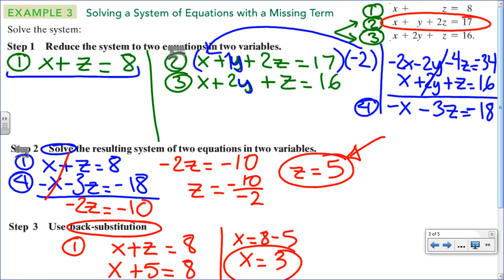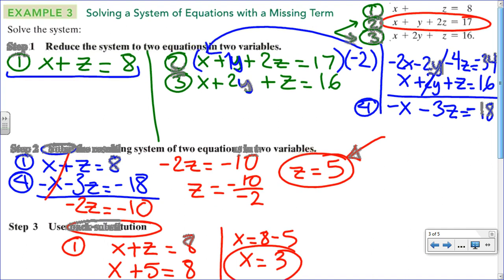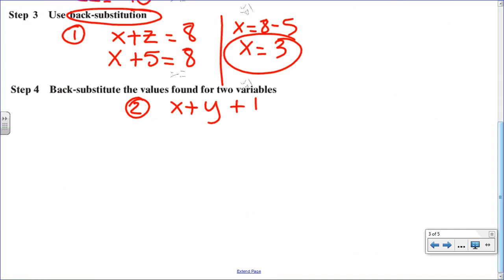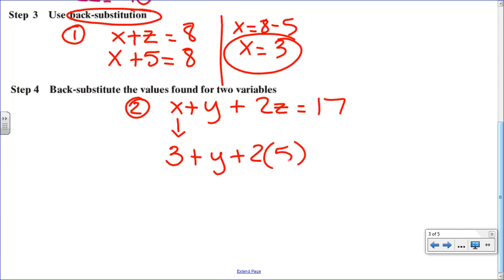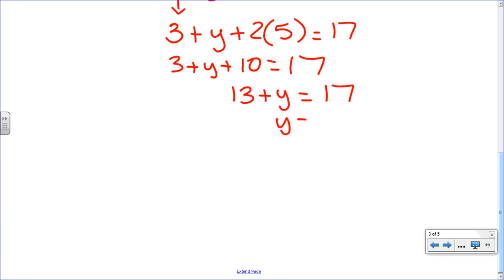So I'm going to use equation 2. Equation 2 says x plus y plus 2z equals 17. Okay, and so x we know is equal to 3. We're looking for y, and we know that z is 5. Now we just need to find y. 3 plus y plus 10 is equal to 17. So 13 plus y is equal to 17. So y is equal to 17 minus 13, so y is 4. So there you have it. We have x, y, and z.